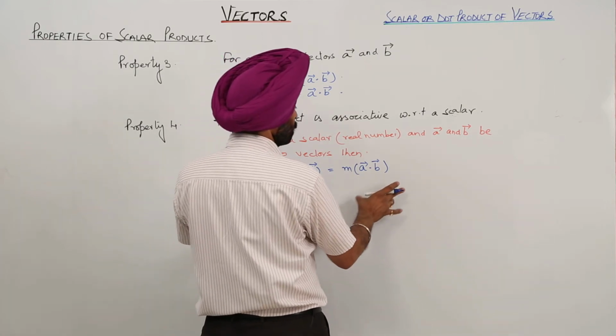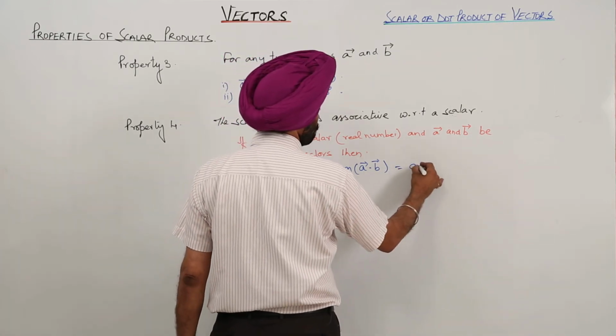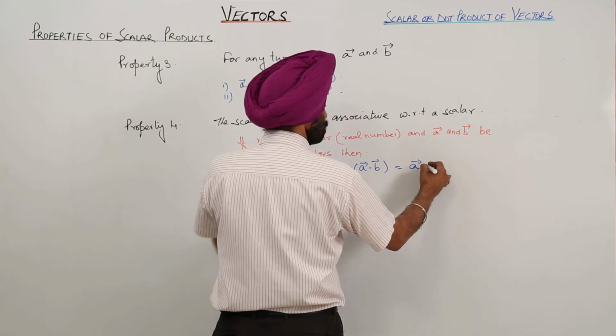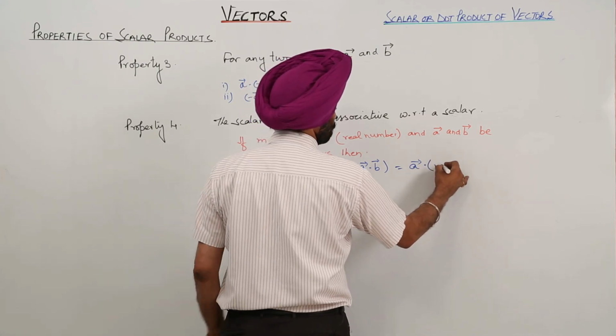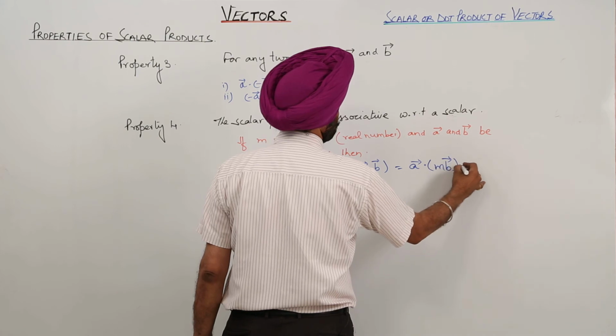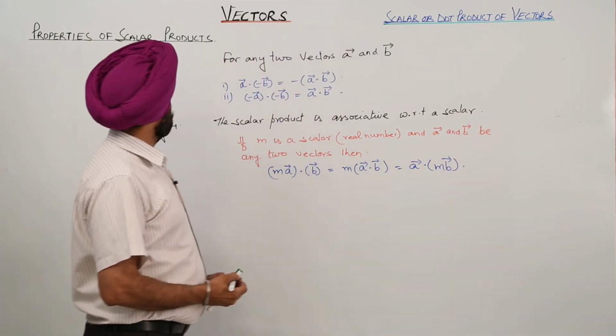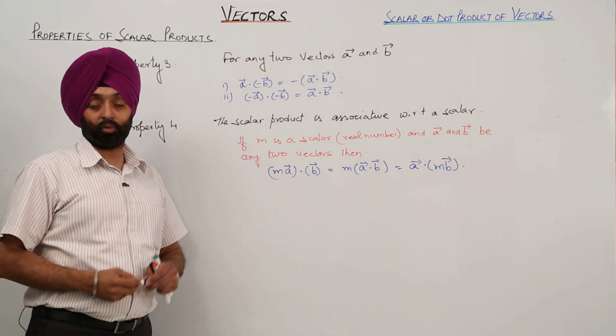Now to further this, what we can write it, vector A dot M vector B. So these are property 3 and property 4.